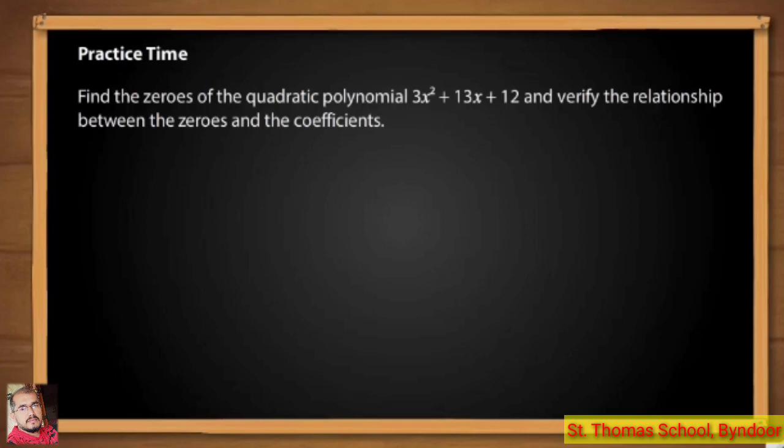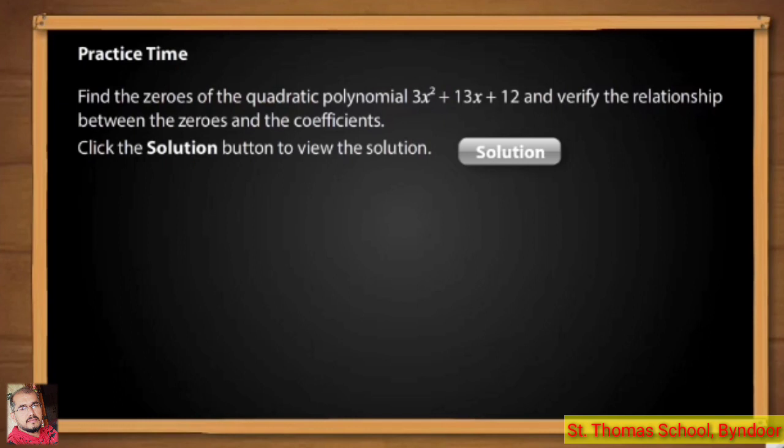Can you find the zeros of the quadratic polynomial 3x squared plus 13x plus 12 and verify the relationship between the zeros and the coefficients? Use your notebook to find the solution. When you are done, click the solution button to view the solution and check your answers against it.